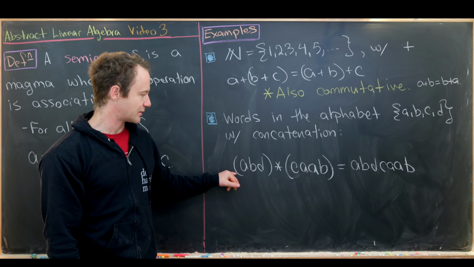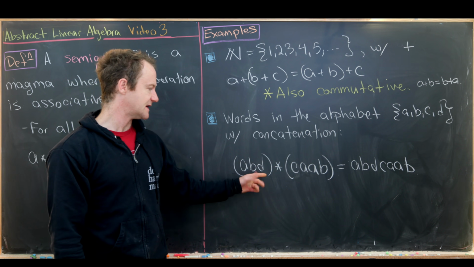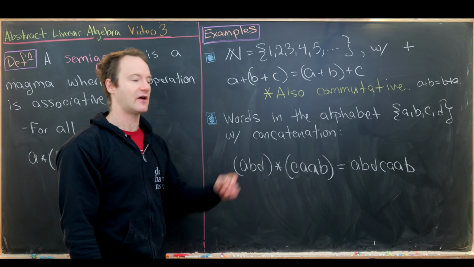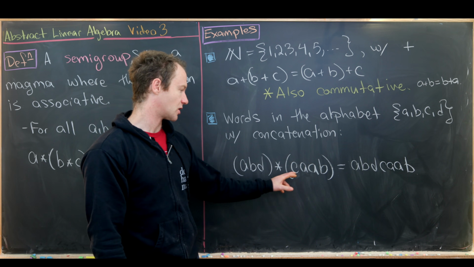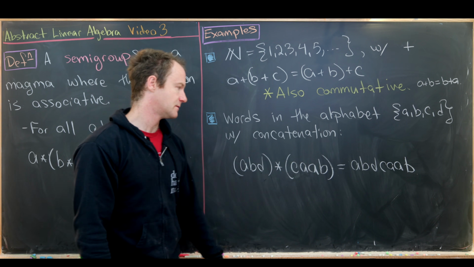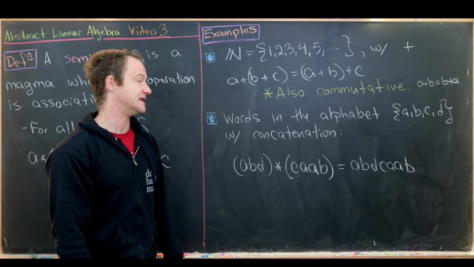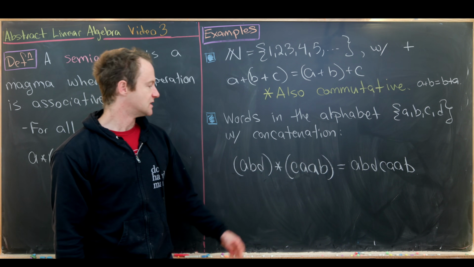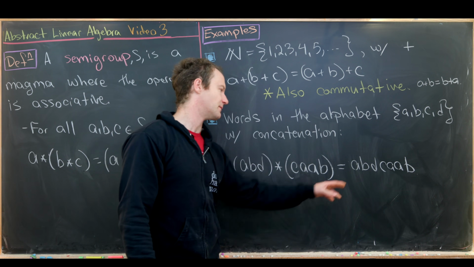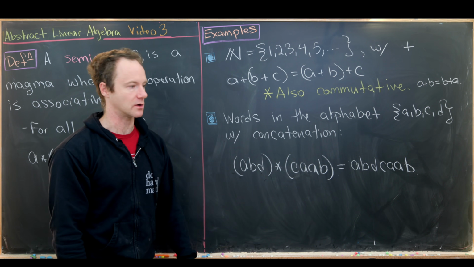So I've got an example here: a, b, d. That's a word in my alphabet. Star, c, a, b. That's another word in my alphabet. It will give us the following word: a, b, d, c, a, b. So we took two words here and combined them to get a single word.